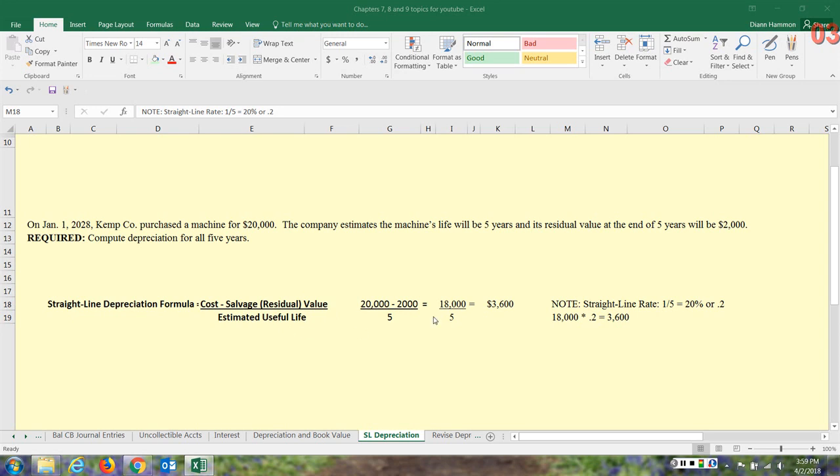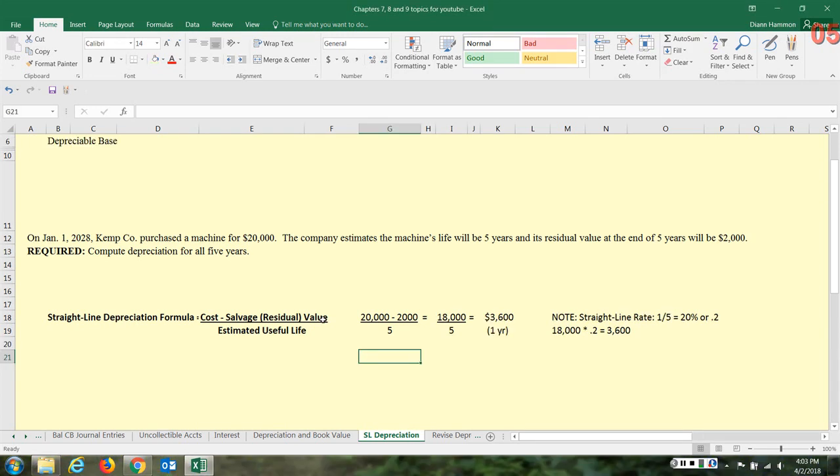So 20,000 minus 2,000 residual value would be 18,000. And then divide that by 5, so you end up with $3,600. And this is the amount that will be recognized each year, so each 12-month period.